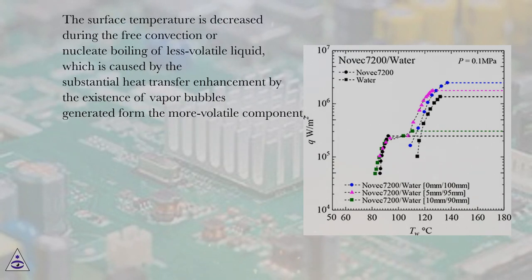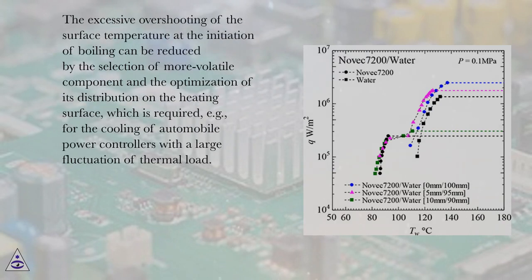The surface temperature is decreased during the free convection or nucleate boiling of less volatile liquid, which is caused by the substantial heat transfer enhancement by the existence of vapor bubbles generated from the more volatile component. The excessive overshooting of the surface temperature at the initiation of boiling can be reduced by the selection of more volatile component and the optimization of its distribution on the heating surface, which is required, for example, for the cooling of automobile power controllers with a large fluctuation of thermal load.